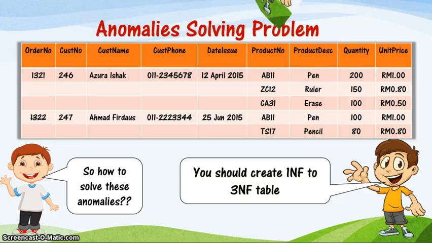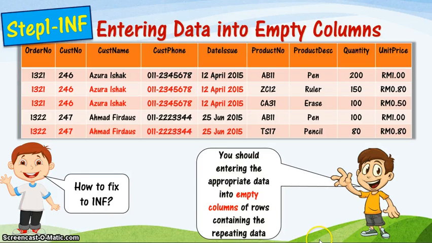Alright, next. How to solve the problem of anomalies? That is, you have to normalize the table. We will go through the normalization process, in which you will learn how to create 1NF to 3NF tables. For 1NF, we actually already learned in the previous video.